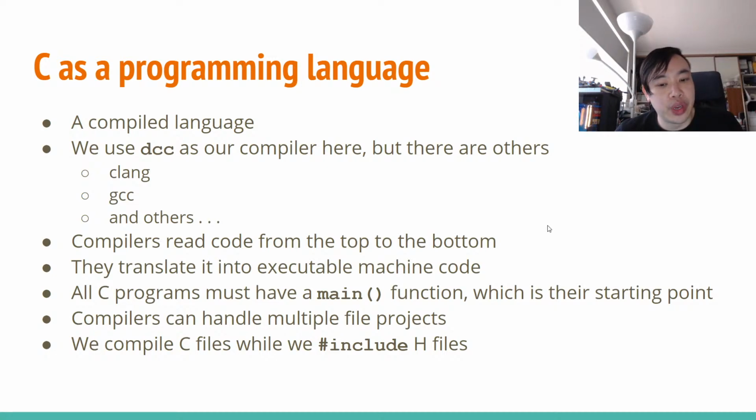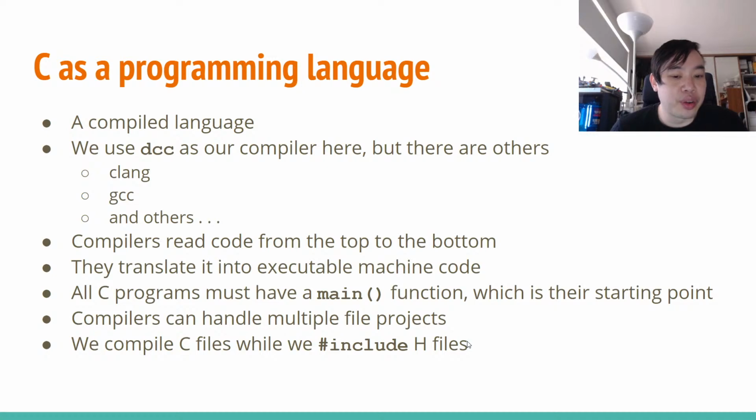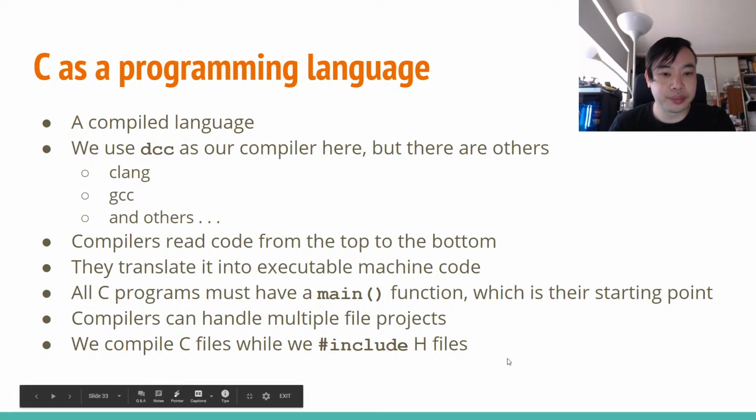And if we want to, we can do multiple file projects. So you can see I definitely did not introduce this at the beginning when we were talking about C. It was unnecessary. But when we use our compilers to do multiple file projects, we compile the C files into code, and the H files we don't throw into the compilation, but we include them using the C files.